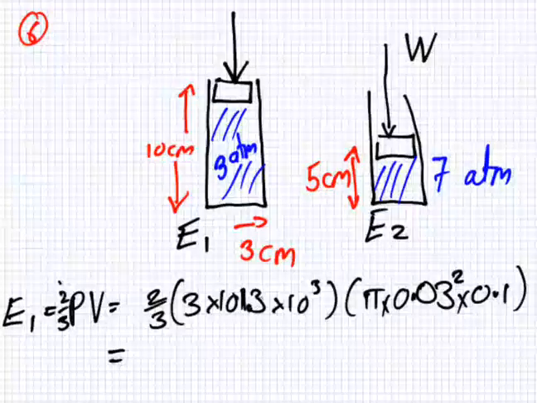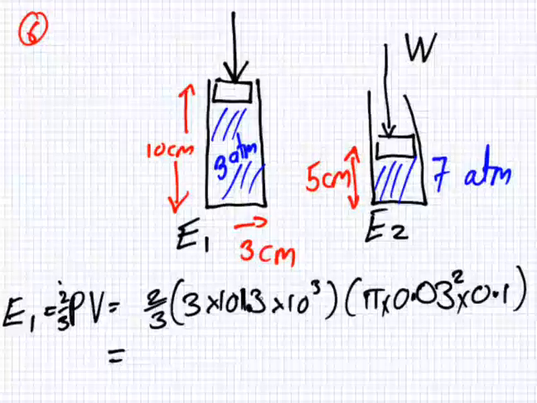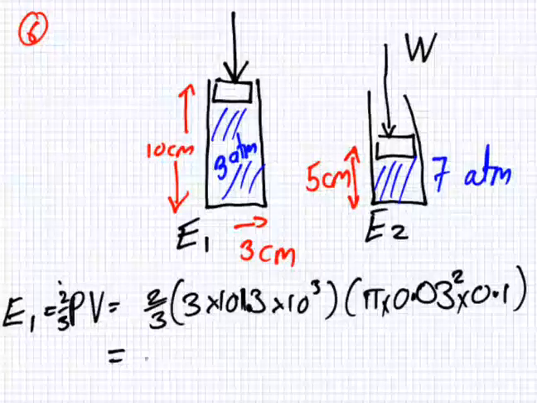Well, I'll ask you now in a second. The formula is PV equals 3 over 2 E, so E equals 2 over 3 PV. Now, anybody want to have a guess at what the pressure in the balloon is?